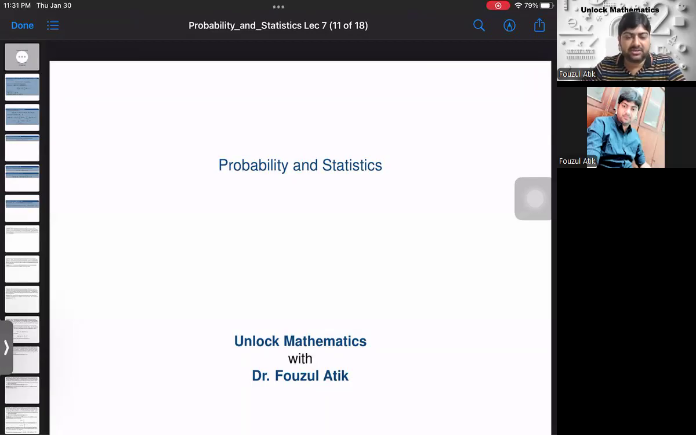So in the previous lecture, we discussed conditional probability, that is the probability of an event A given that another event B has already occurred. So probability of A given B.